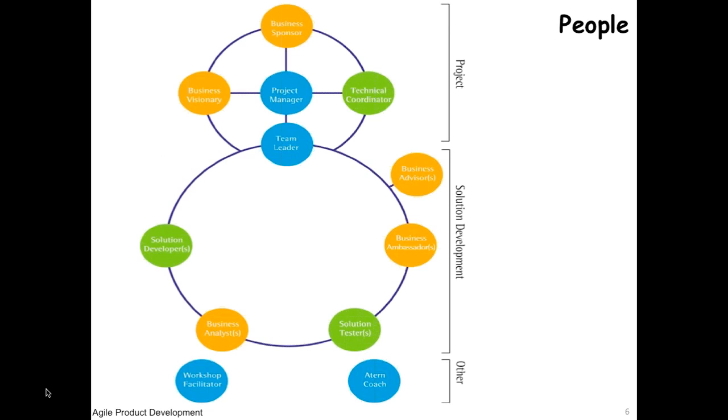Obviously, we need people to do the work of the project. We have 3 levels: project, solution development, and others. And we have various teams: business, management, and technical. Business interest is to pay and tell requirements. Technical interest, or the solution interest, is to design the solution and deliver. And project management interest is basically to make it happen on time and within the agreed budget.